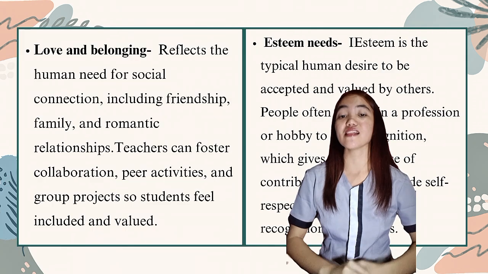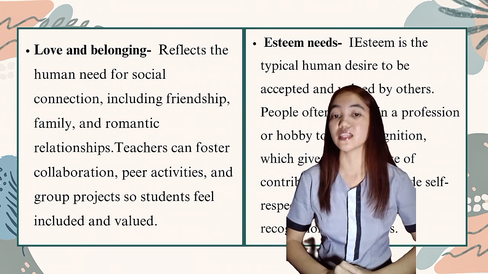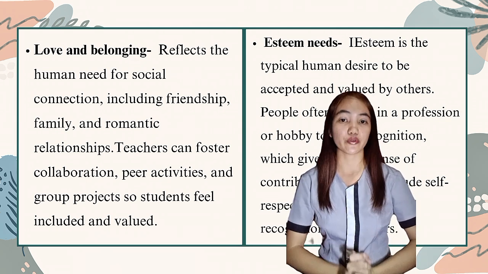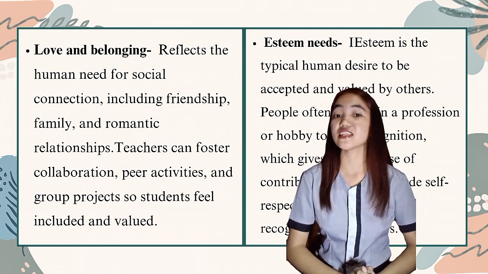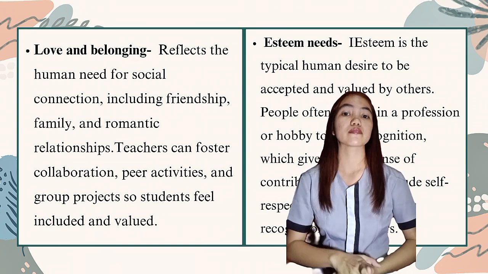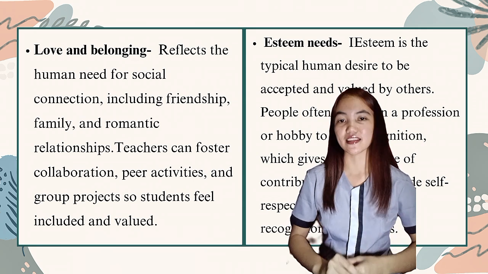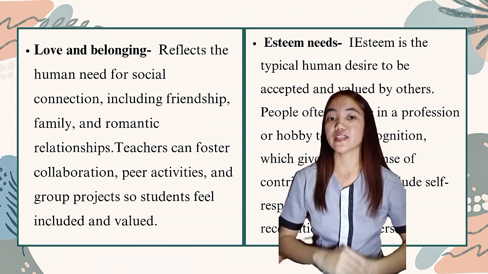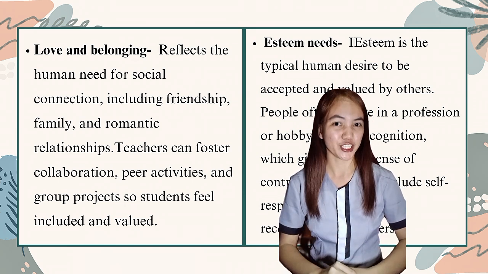The next is love and belongingness. It reflects the human need for social connection, and includes friendship, family, and romantic relationships. A sense of belonging and acceptance is essential for psychological well-being and can even override safety needs in some cases. Teachers can foster collaboration, peer activities, and group projects so students feel included and valued.